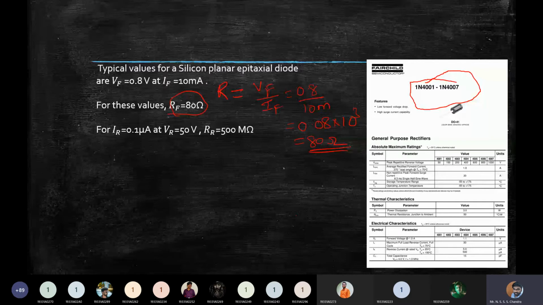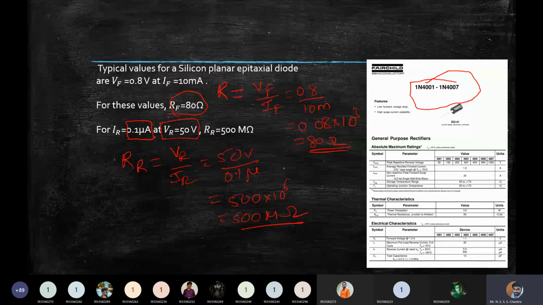And then for the reverse bias characteristics, it is given that IR is equal to 0.1 microamperes. You can see that the unit is microamperes, it's not in milli, it's in micro. IR is equal to 0.1 microamps and VR is equal to 50 volts. So your reverse resistance RR is equal to VR by IR, that is 50 volts by 0.1 micro. It becomes 500 into 10 power 6, that is 500 mega ohms.